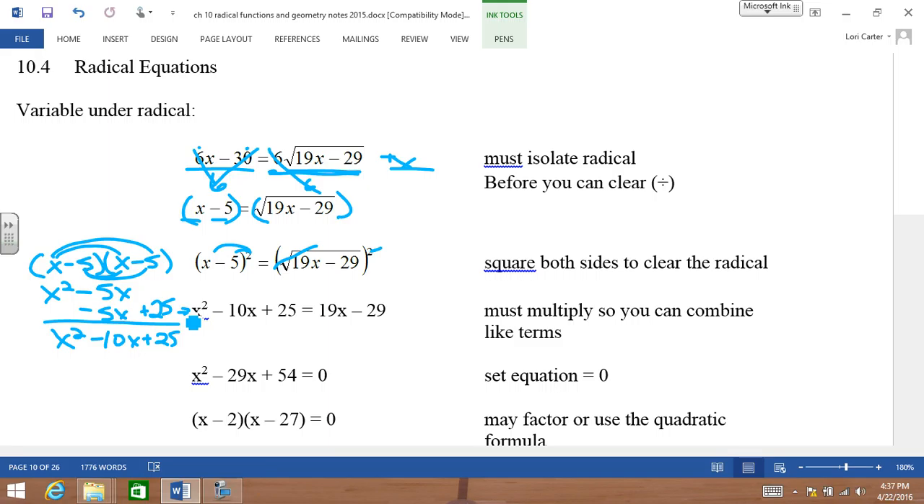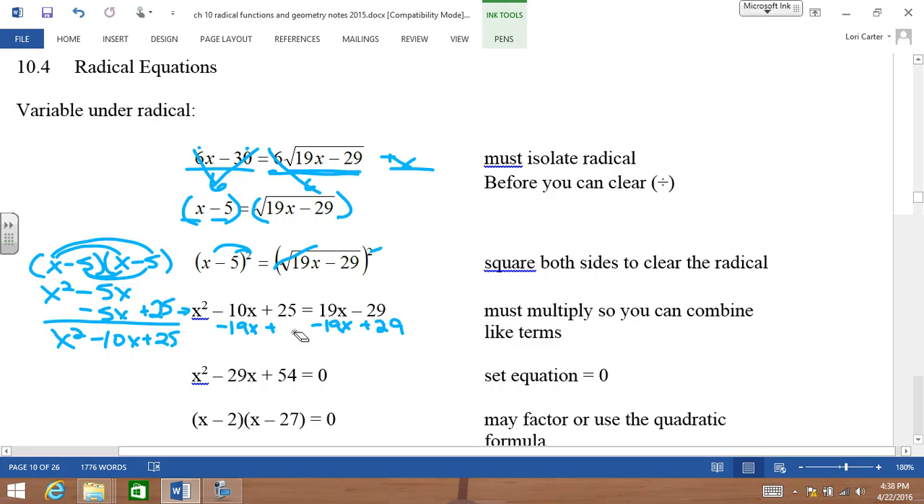Now I have to solve for x. Since it's an x squared, we have to set it equal to 0. So we need to move the 19x by subtracting. So we subtract 19x from both sides. We have to move the 29 over. So we add 29 to both sides of the equation.